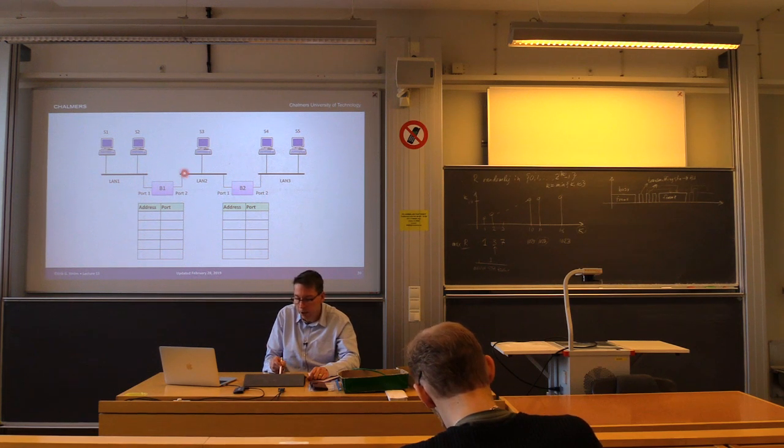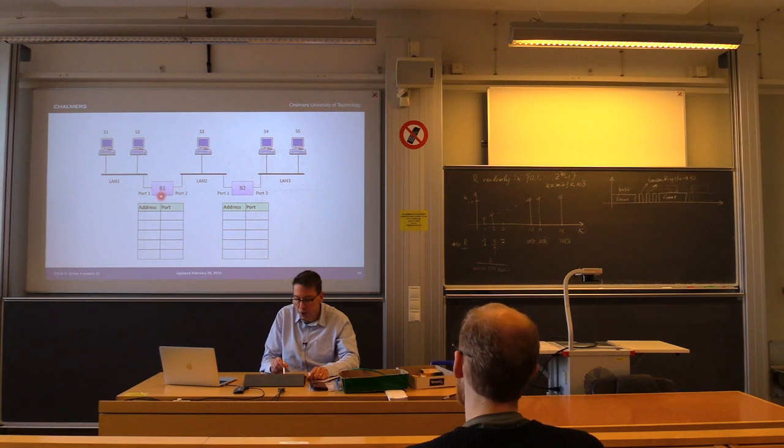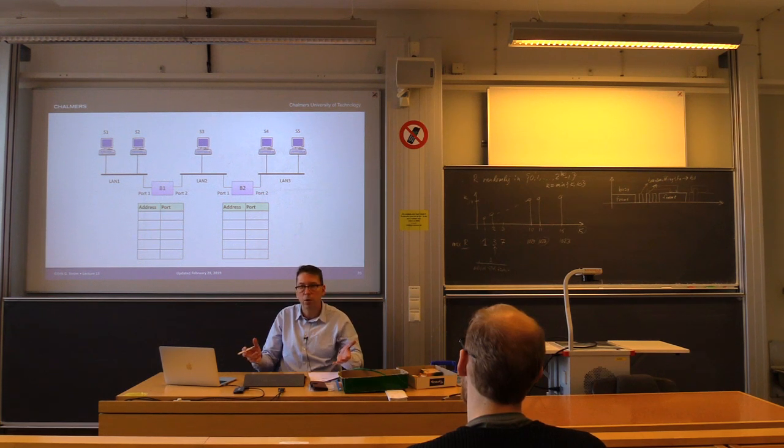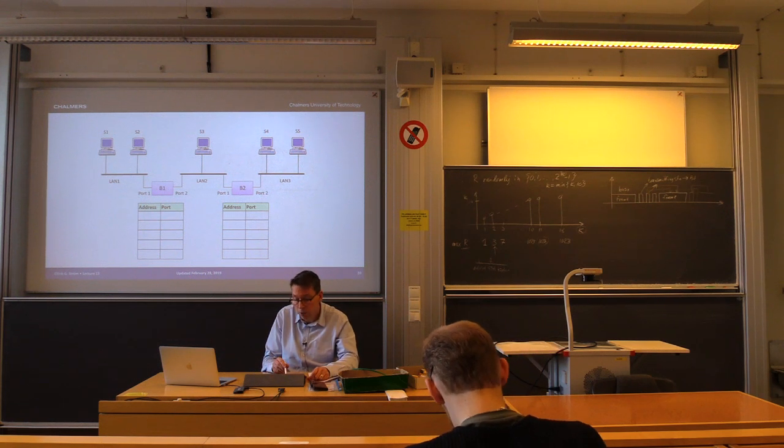We have LAN 1, LAN 2, and LAN 3, and 2 bridges, B1 and B2, which are connected to this. Bridge 1 has 2 ports, port 1 and port 2, and bridge 2 also has port 1 and port 2. In the beginning, when we power this up, they have forwarding tables that are completely empty. And what we want to do then is to put in the MAC addresses here.